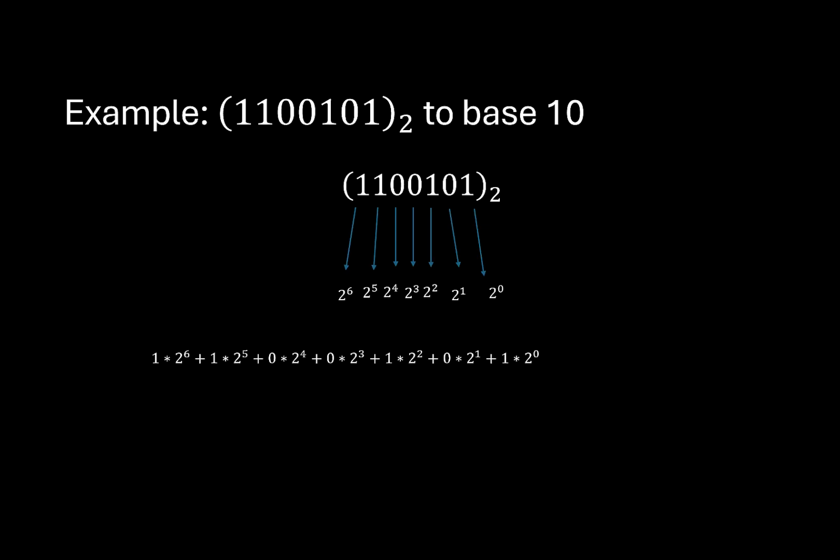Any of the digits that are zeros, we know will just go away. 0 times anything is just 0. This lets us concentrate on just the pieces we need. 2 to the 6th is 64. 2 to the 5th is 32. We have 2 squared is 4, and 2 to the 0, which is 1. That gives us a combined total of 101. So our 1100101 base 2 is equal to 101 base 10.